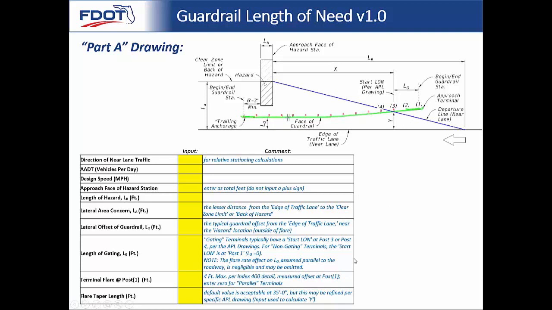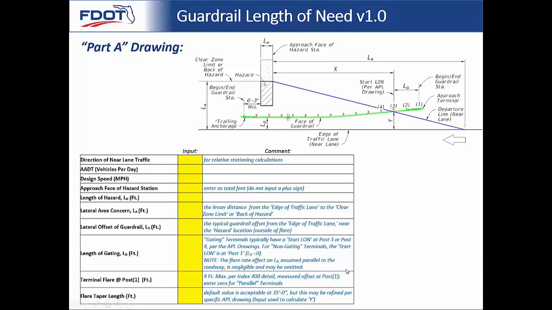Terminal flare at post 1. We let you know that would be 4 feet, and that is located at post 1, not to be confused with where Y is located. That's why the name includes at post 1. And again, per the design standard, we have a 4 foot max that's allowable. So here we're actually showing that flare. The flare is measured between the face of guardrail, that point where LO is, and then at post 1 what the face of guardrail would be. So that difference would be the flare.